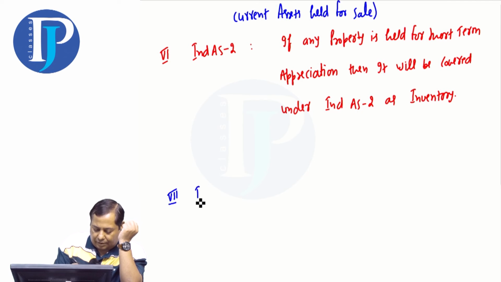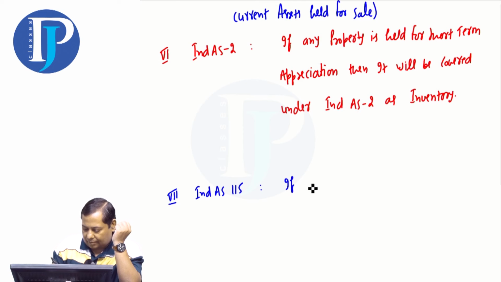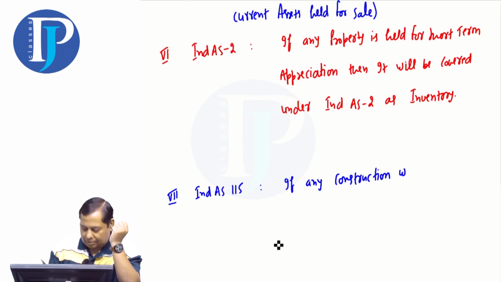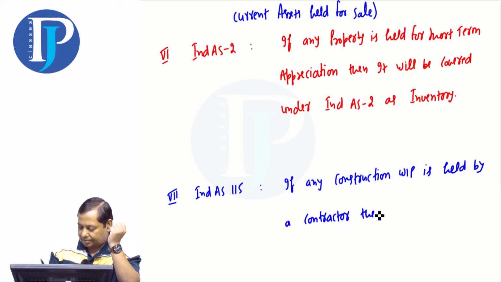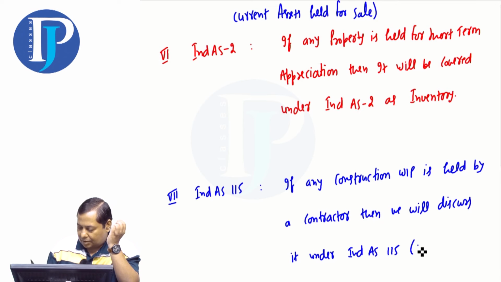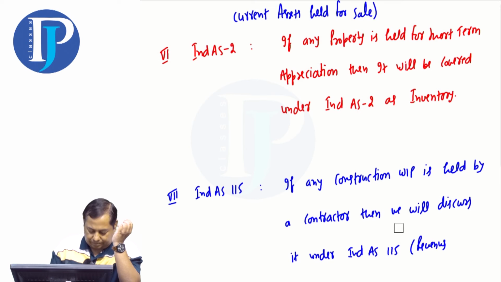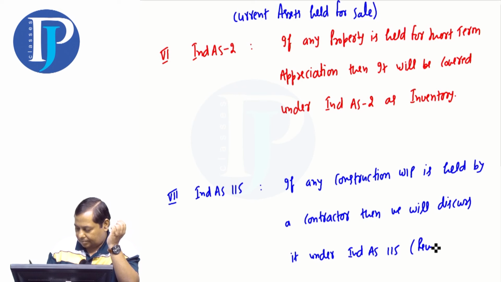7th, Ind AS 115. If any construction WIP is held by a contractor, then we will discuss this under Ind AS 115. It's called revenue from the customers.